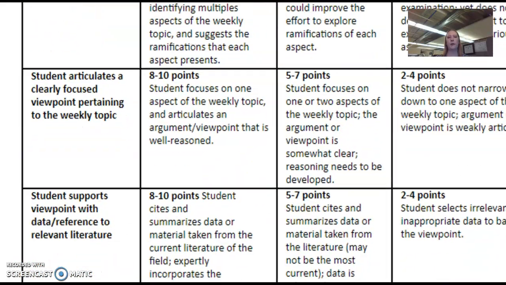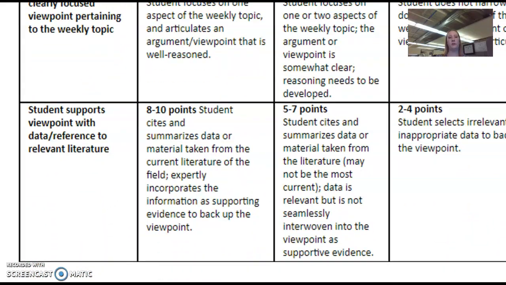Then we've got student supports viewpoint with data reference to relevant literature. So if we look at the full credit here, it says student cites and summarizes data or material taken from the current literature of the field, expertly incorporates information as supporting evidence to back up the viewpoint. So as far as math classes go, I'm going to look, do you have data to back up what you're saying? And data means, have you created an equation that can prove what you're saying? Have you used numbers? Are you actually using math to back up what you're saying?